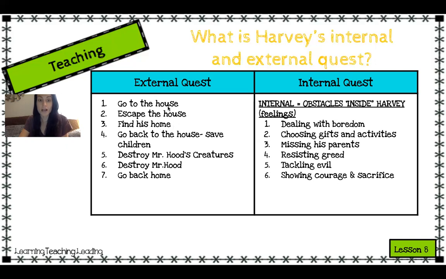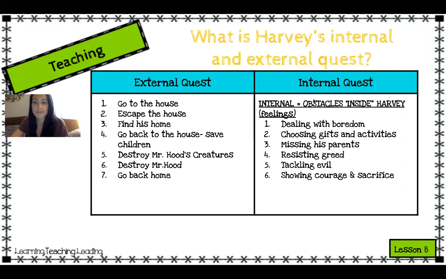So if you're noticing so far, these quests are things that they want to accomplish. And if you think about it, they aren't just a simple thing that are accomplished very easily. There are problems within each of these quests. He then wants to go back to the house to save the children, destroy Mr. Hood's creatures, destroy Mr. Hood, and go back home. All of these, if you notice, are multiple external quests in The Thief of Always. So in your books, there will be multiple external quests. Again, all of these had problems to accomplish the quest. So the quest is the main result, the main goal that they want to accomplish, and there's usually problems along the way. If they accomplish something easily, it's probably not a quest, okay? Quests always have problems leading up to the big accomplishment.